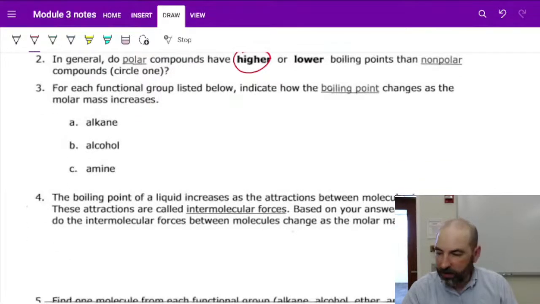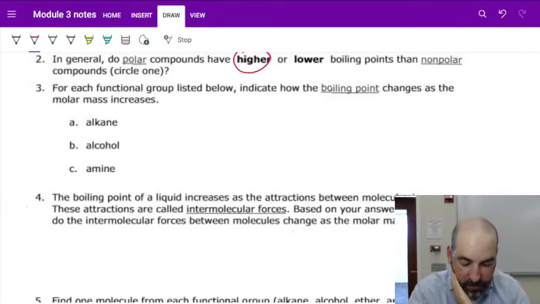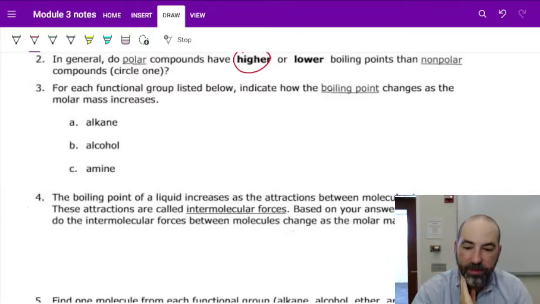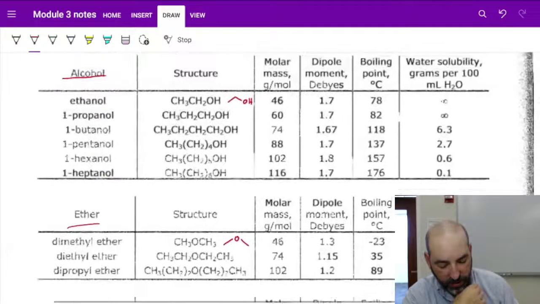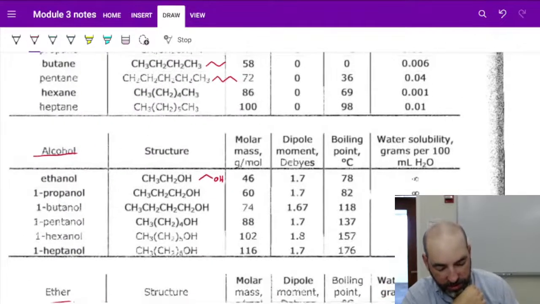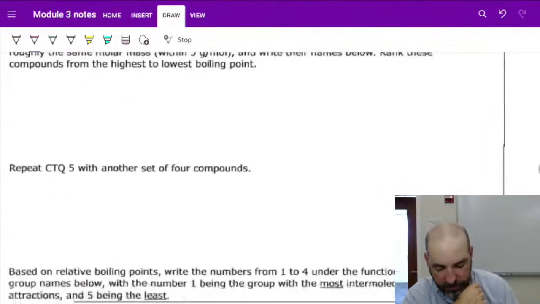All right, so now we go on to number 3, a different question. For each functional group, how does the boiling point change as the molar mass increases? So as we get bigger, do we see a change in boiling point? And we do. For each category, you should see a trend there as the molecules get bigger. So you can write about that.